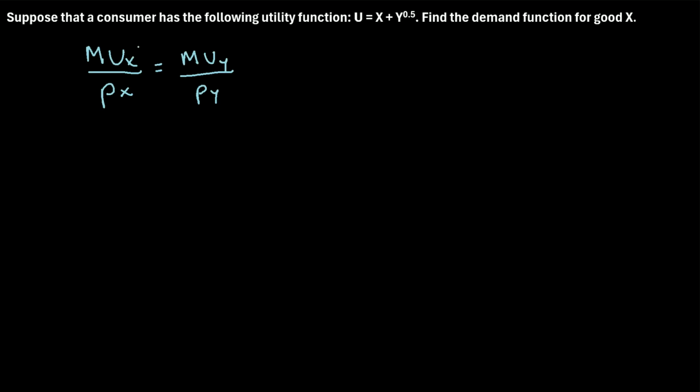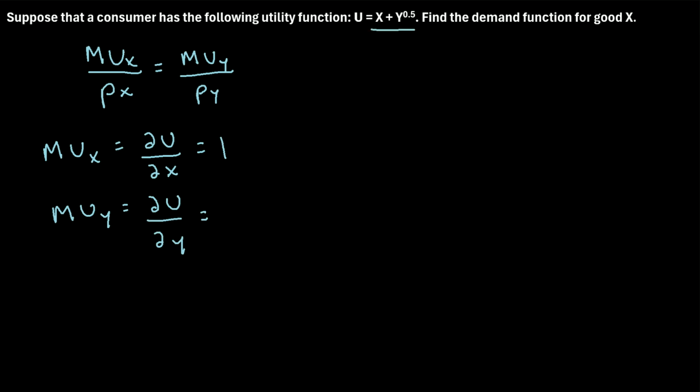So we're going to start out by finding the marginal utility of x and the marginal utility of y. The marginal utility of x is simply the derivative of the utility function with respect to x, which is just 1. And the marginal utility of y is the derivative of the utility function with respect to y, which is 0.5 y to the negative 0.5. So now we can plug these two values into this equation for the marginal utility of x and the marginal utility of y.